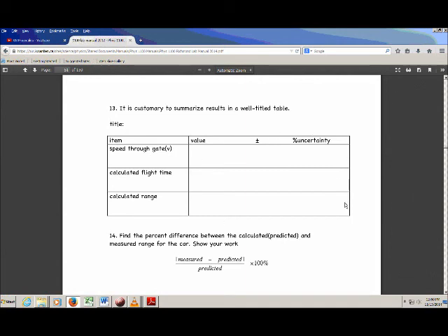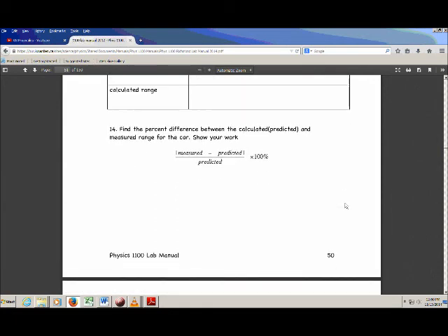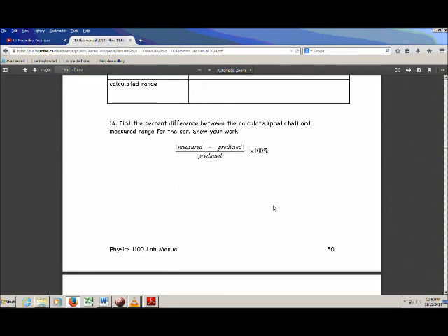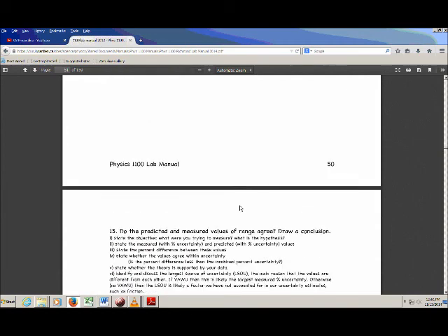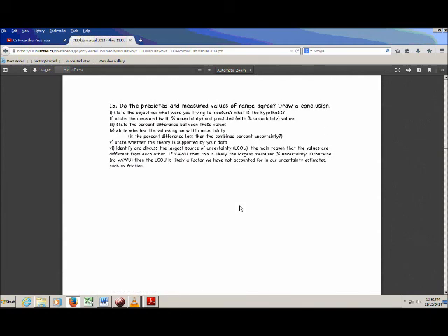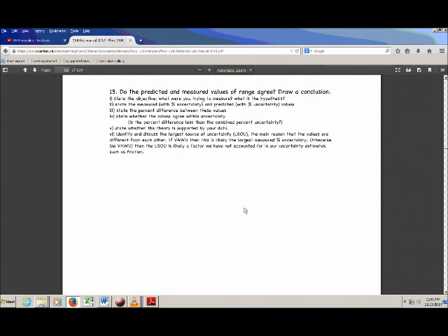So you summarize everything in your table, and then next you would calculate a percent difference between your two values. You've got a theoretical value that you calculated, and you've got a measured range for the car that you measured with the meter stick. So you compare those two, calculate a percent difference, and once you've got that, you could then proceed on to write up your conclusion.